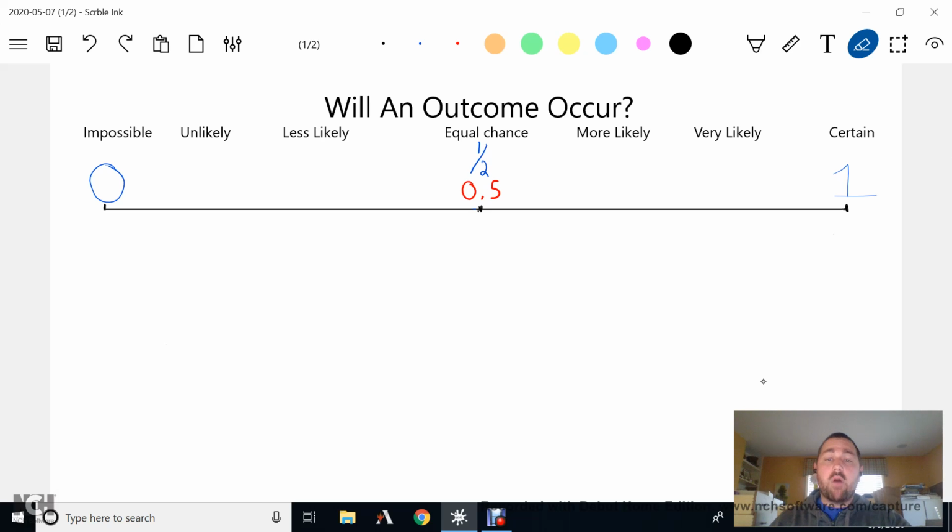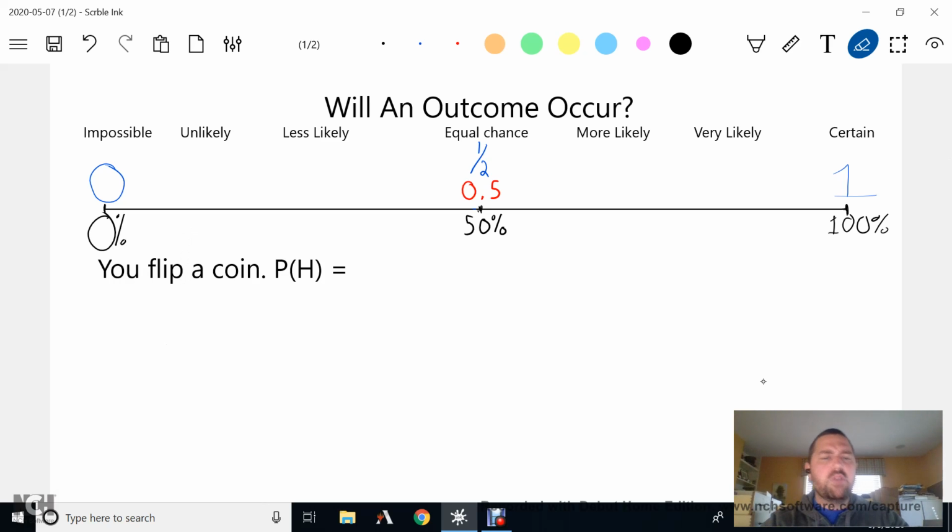Now, we don't always use percentages, but we could also use percentages for this as well, right? Notice over here we have 0%, and over here we have 100%. Those are those same things of impossible and certain. And in the middle here, there's that 50%, okay? So a couple things, we're going to look at some really straightforward questions and then talk a little bit about what the probabilities mean, right?